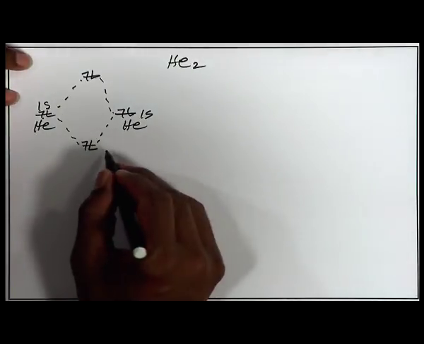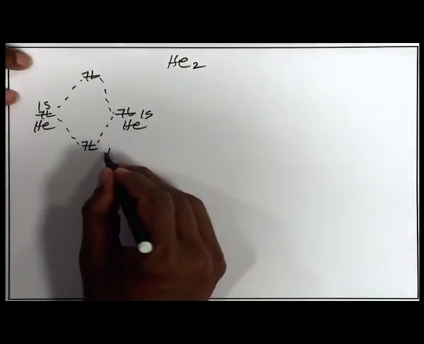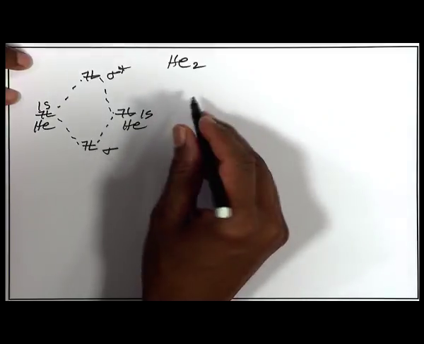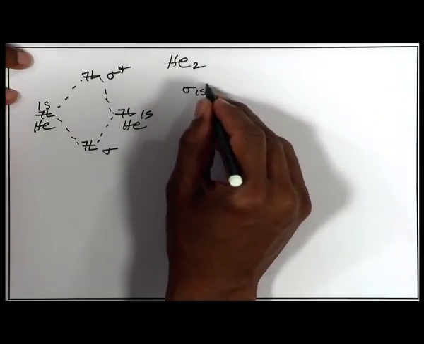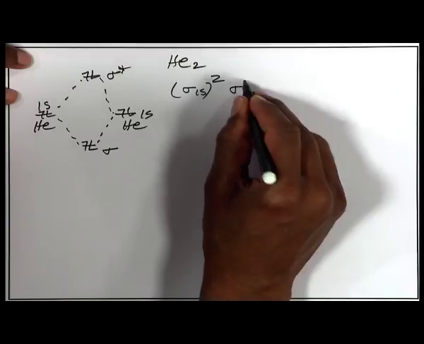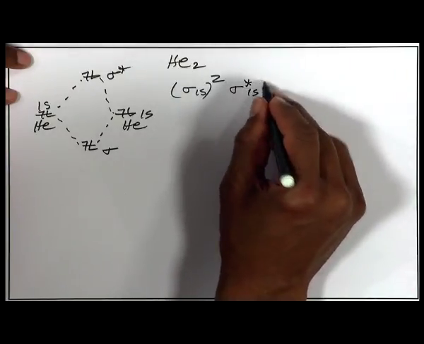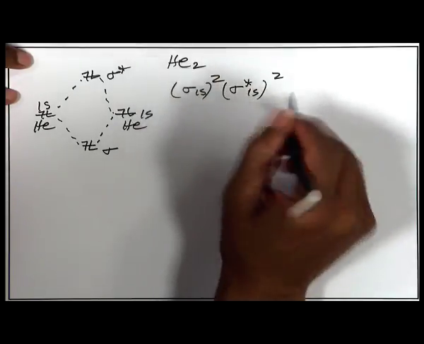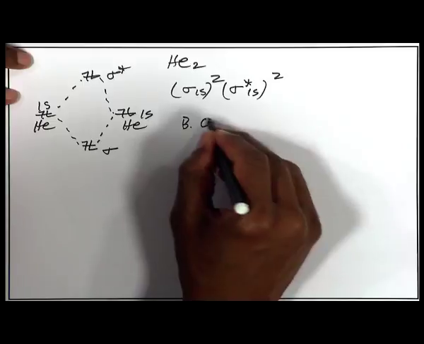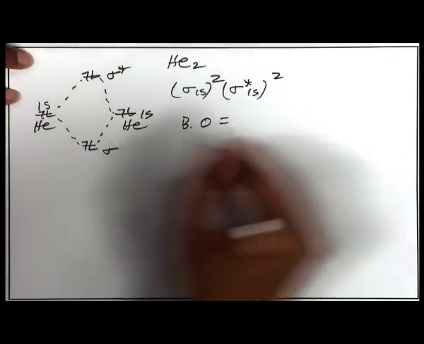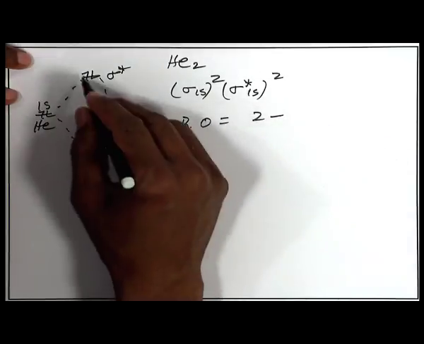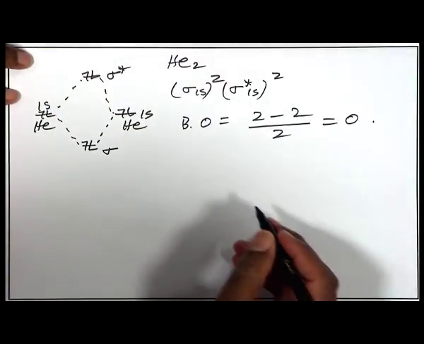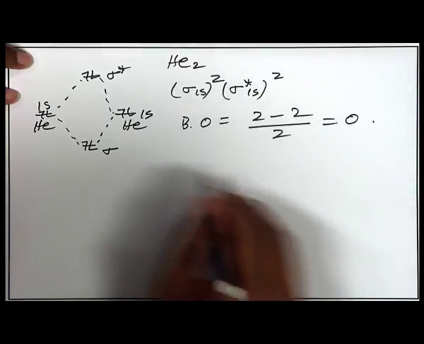So, this is the bonding sigma orbital, this is the antibonding sigma, the sigma star orbital. The molecular electronic configuration is written as sigma 1s orbital containing 2 electrons, sigma star orbital formed by the 1s orbital containing 2 electrons. That is the molecular electronic configuration for He2. Now, if you calculate the bond order, it equals the number of electrons in the bonding orbital, 2, minus the number of electrons in the antibonding orbital, 2, divided by 2, equal to 0. So, that tells us that there is no bond between 2 helium atoms.